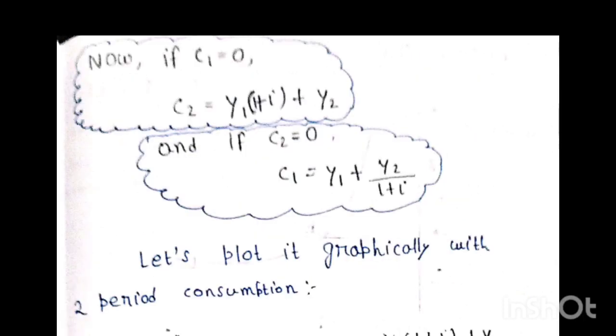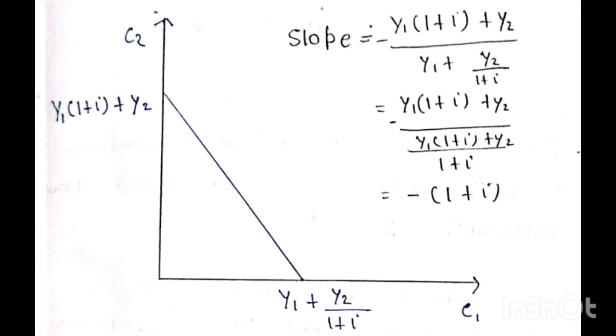Now in the previous equation, if we put C1 equal to 0, you can find the value of C2, which will be equal to Y1 into (1 plus I) plus Y2. And if we put C2 equal to 0 in the previous equation, then we will find the value of C1, which will be equal to Y1 plus Y2 divided by (1 plus I). We can easily plot these two points on the graphical representation of two period consumption. Now, in the graphical representation, for getting the slope, what can we do? We can divide del y by del x, which is the slope of any figure or any line.